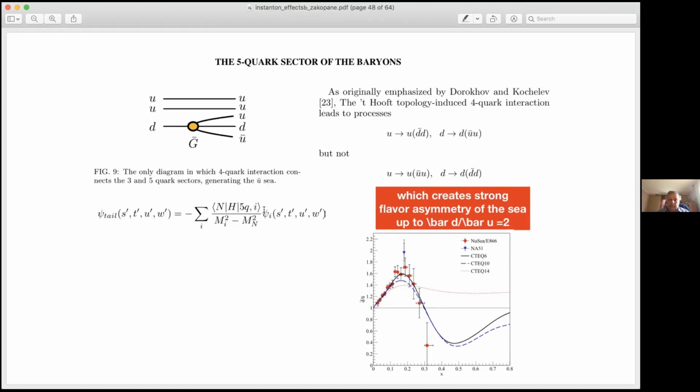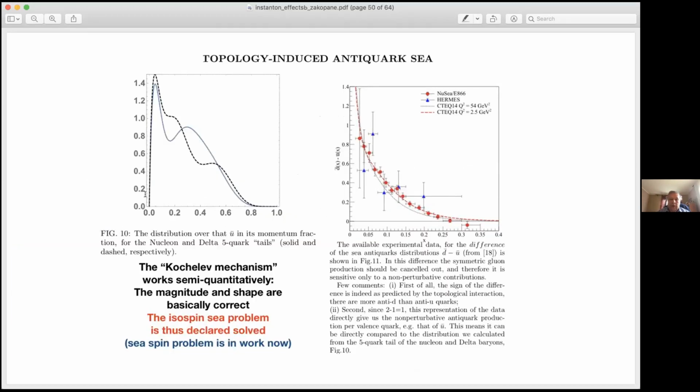So here what I did, I have a big bunch of pentaquarks and I know their masses. This is a formula of perturbation theory and I can calculate this matrix element between the nucleon and the five quark state, basically this diagram. After I sum it, I get the five quark tail of the nucleon in absolute normalization and shape. And this is how it looks. This is now the distribution over U. So this is again a PDF, traced over four quarks out of five. And it has this interesting shape.